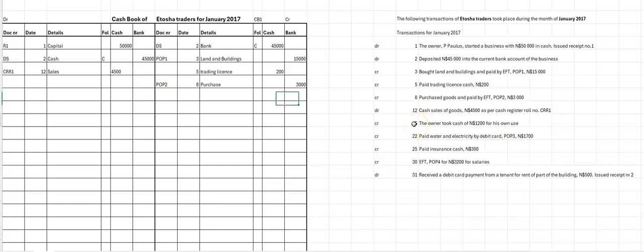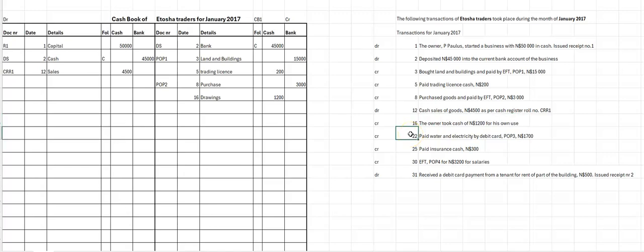Okay. Then we have another credit transaction here on the 16th. What did we do? The owner took cash of 1,200 for his own use. Okay, so what does that mean? What do we call it when an owner takes money for his own use? We call it drawings. He drew money from the business. So that's drawings. Okay, and how much did he take? He took 1,200 cash. And that is why the cash is decreasing over here. Do we have a document number? No, we do not have a document number. There's no document number in this column.